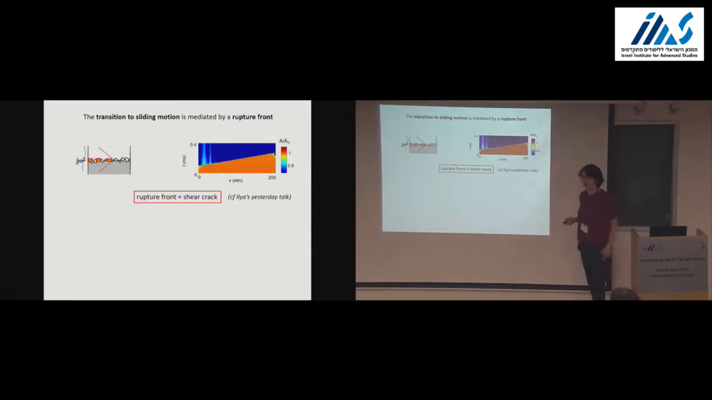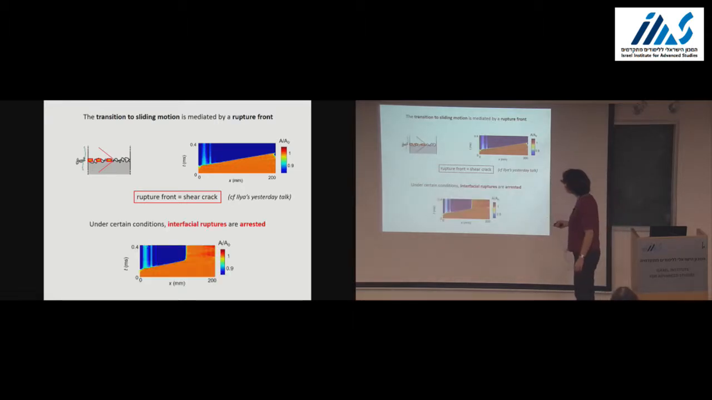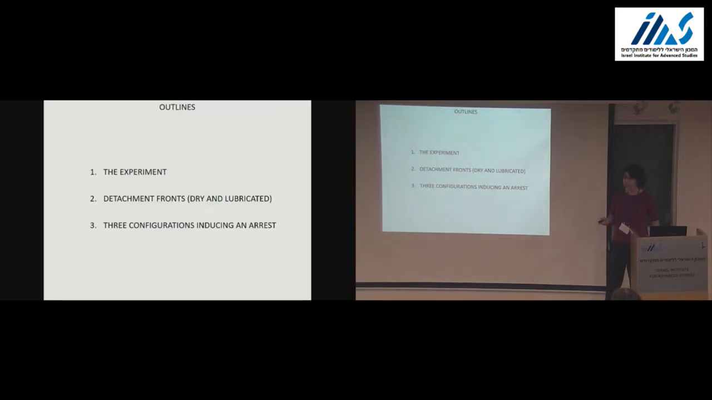Then as you know now from Ilya's talk, this rupture front is actually a shear crack. But under certain conditions, we also observe ruptures that are arrested at some point along the interface before reaching the other side. During this talk, we'll define these certain conditions and try to check each of them. I'll present first the experiment. We'll talk about detachment fronts both under dry and lubricated conditions, and then we'll see the conditions inducing a rupture arrest.